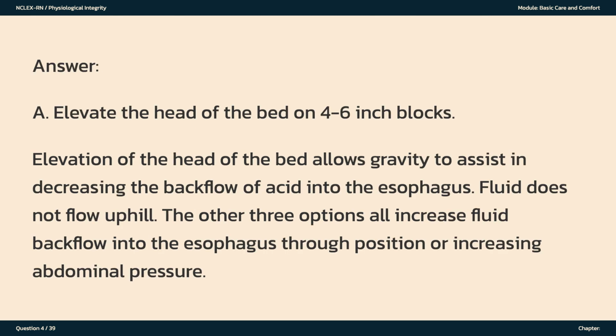The answer is A. Elevate the head of the bed on 4 to 6 inch blocks. Elevation of the head of the bed allows gravity to assist in decreasing the backflow of acid into the esophagus. Fluid does not flow uphill. The other three options all increase fluid backflow into the esophagus through position or increasing abdominal pressure.